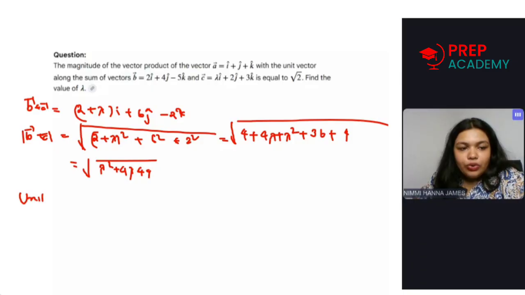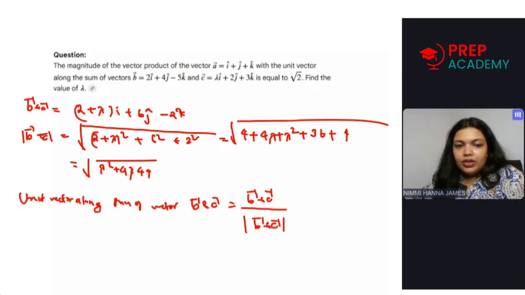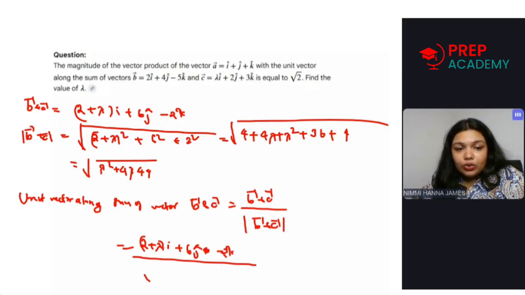So what is the unit vector along the sum of vectors B and C? It is equal to the sum of vectors divided by its modulus. So the sum of vectors was (2 plus lambda) i plus 6j minus 2k, by root of lambda squared plus 4 lambda plus 44. Okay, now that's it.